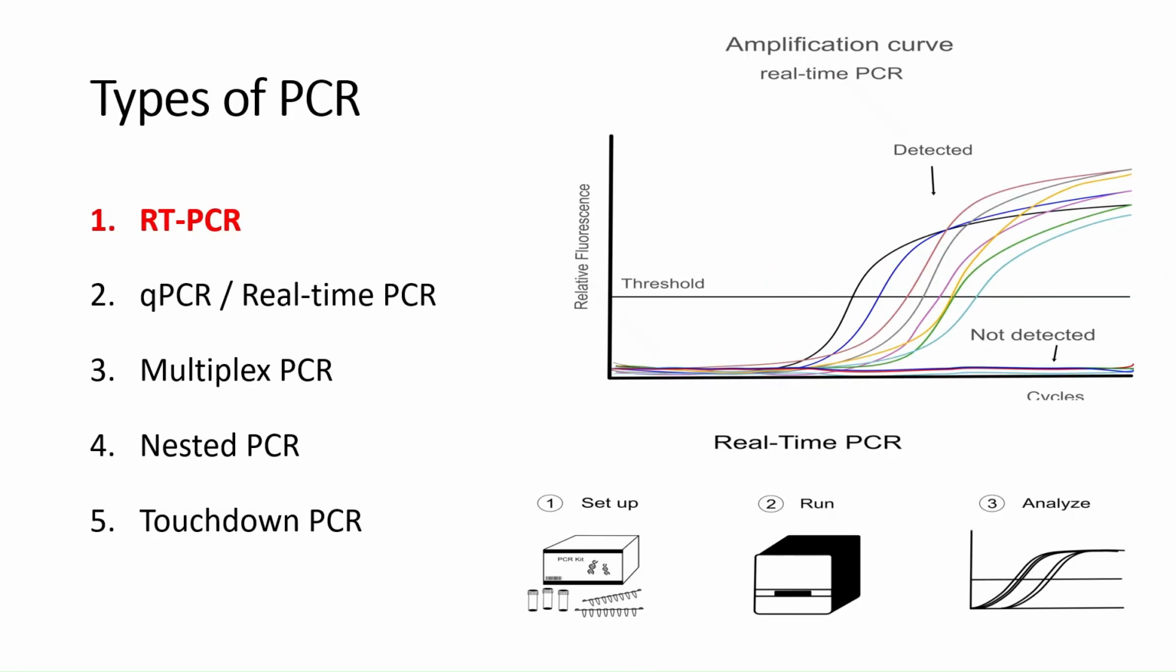Types of PCR. RT-PCR, RNA to cDNA. qPCR, real-time quantification. Multiplex PCR, multiple targets. Nested PCR, high specificity. Touchdown PCR improves primer binding.